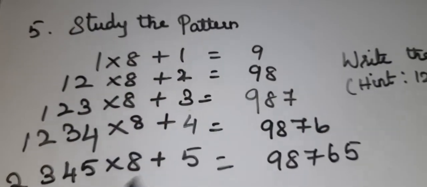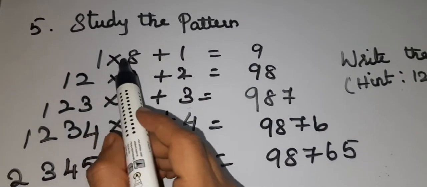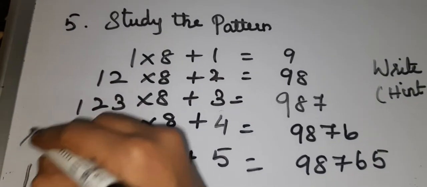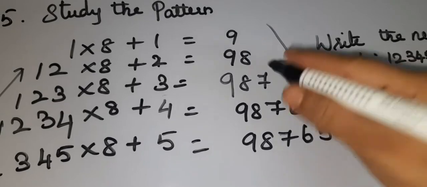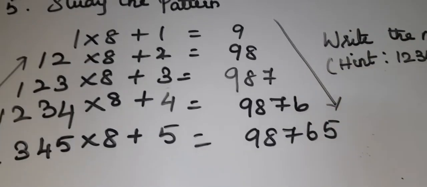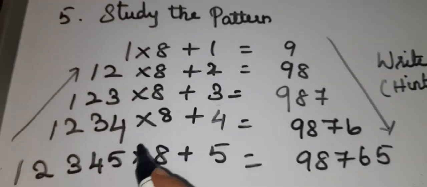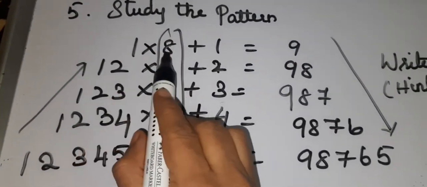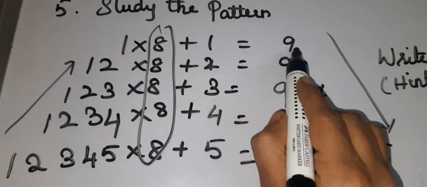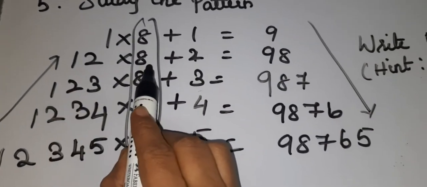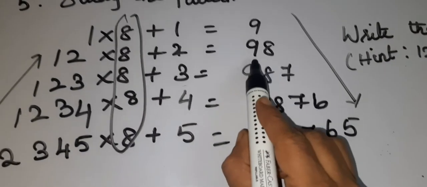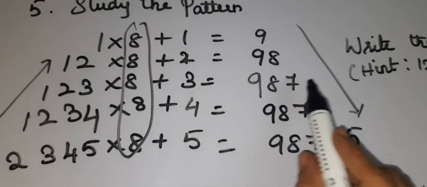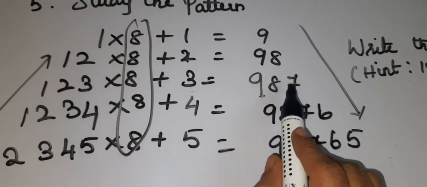Fifth problem, study the pattern. Here the pattern given on the left side is in increasing order, on the right side it is in decreasing order, and in the center the number is the same. 1 multiplied by 8 plus 1 gives 9. 12 multiplied with 8 plus 2 gives 98. 123 multiplied with 8 plus 3 gives 987.